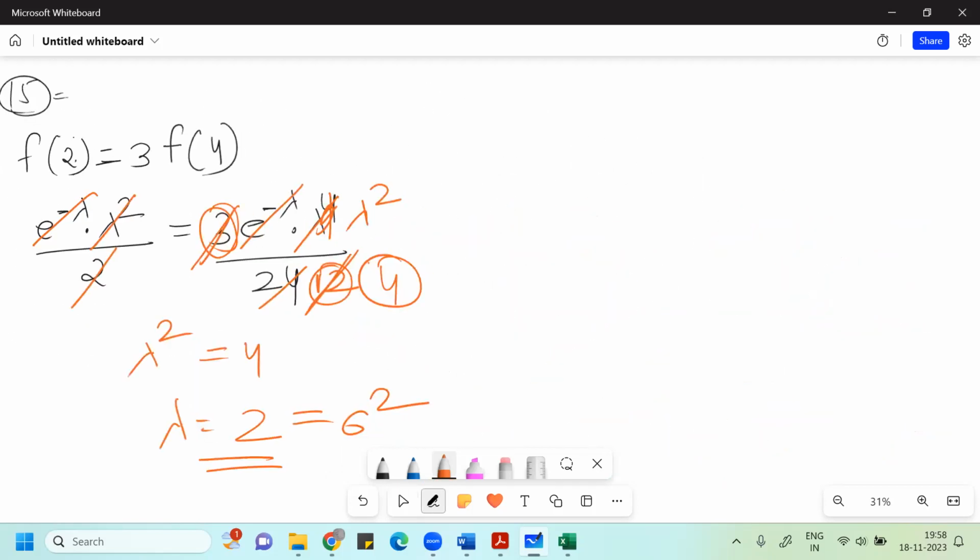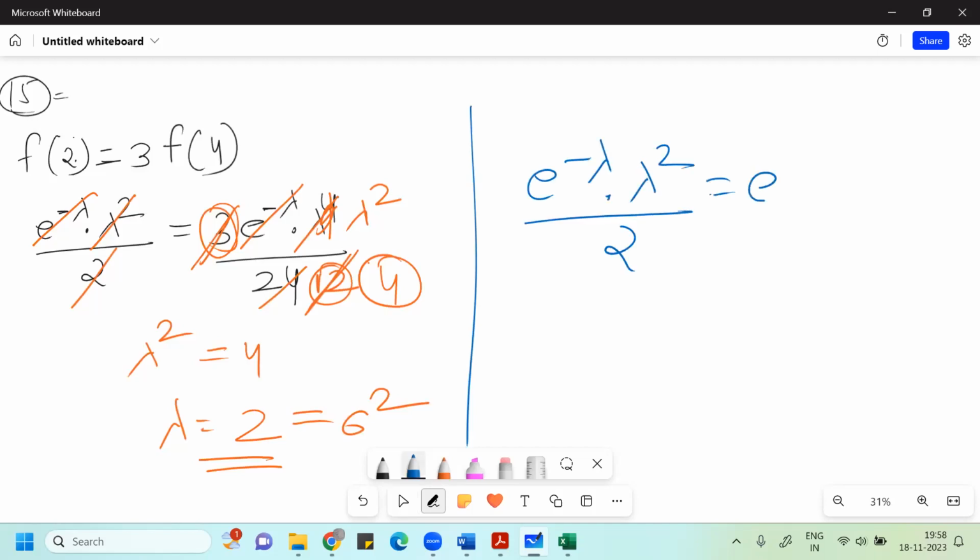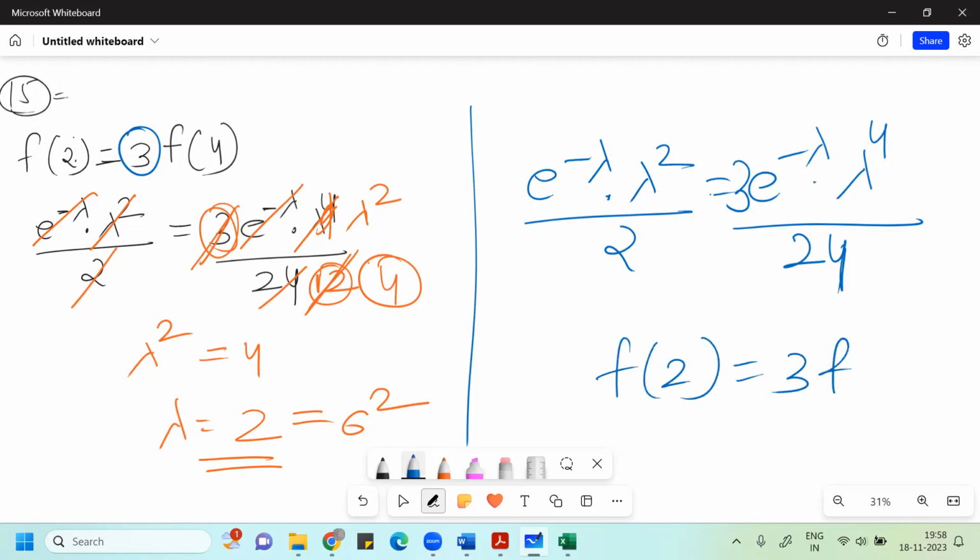Okay, wait, I'll write it again. I think you are getting confused. e to the power minus lambda into lambda square by 2 is equal to e to the power minus lambda into lambda to the power 4, and here 3 is there, no? By 24. 4 factorial is 24. This is given in the question, na? f of 2 is 3 times of f of 4.